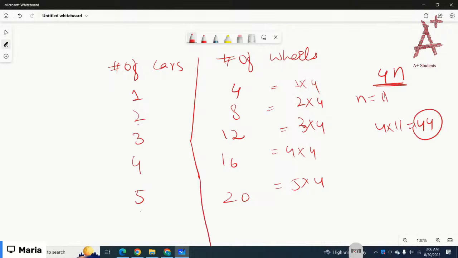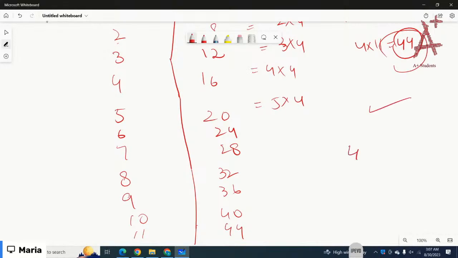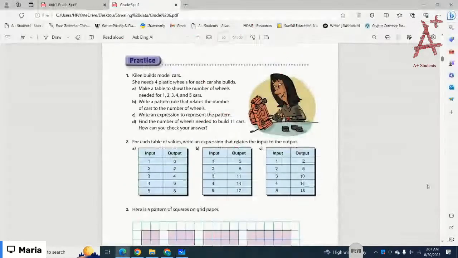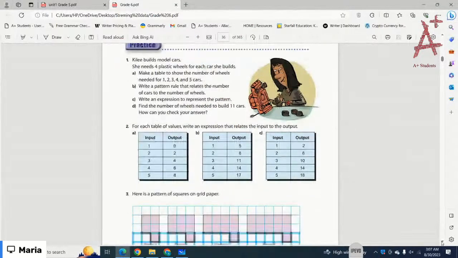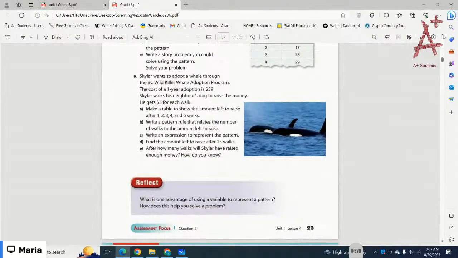You can check by completing the table up to 11. For 7, you need 28. For 8 cars, you need 32. Basically, the number of tires is increasing by 4 every time. For 9, it would be 36. For 10, it would be 40. And when you have 11 cars, it would be 44. That means the pattern 4n is the correct one. Let me see how many questions we have because I have to skip one. There are 6.